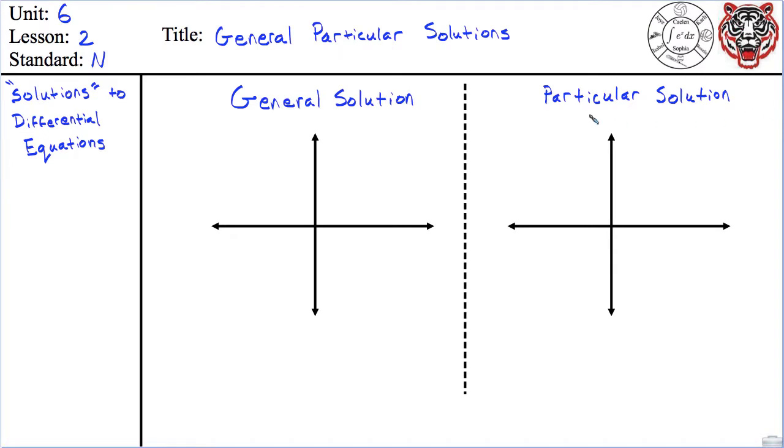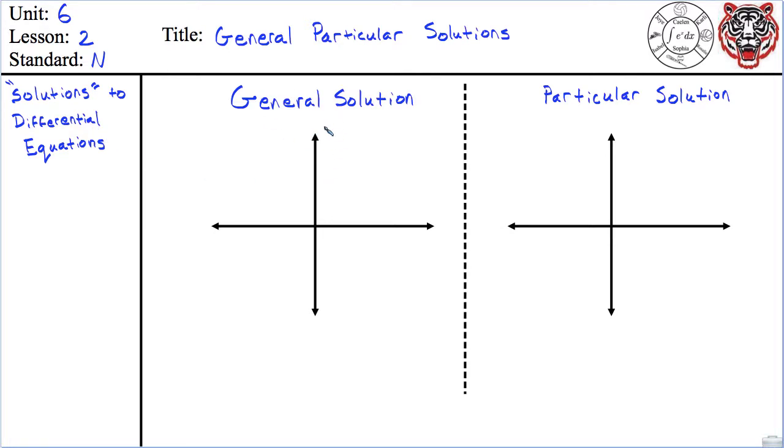Let's jump right in. So this is the setup. Go ahead and copy that down, now that you've unpaused me. So what does it mean to have a solution to a differential equation? The last lesson, in 6-1, we found that that was taking the antiderivative. But what does it look like graphically?